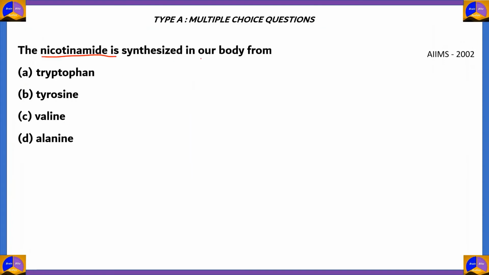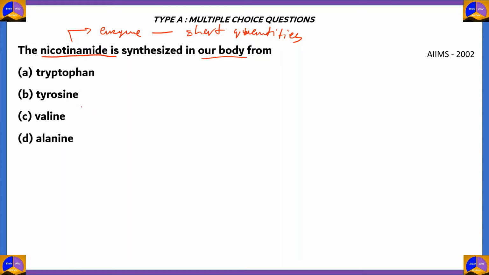Nicotinamide is synthesized in our body from A, tryptophan, B, tyrosine, C, valine, D, alanine. So nicotinamide is an enzyme which is present in small quantities in the body. We are to find out which of these is used in synthesizing nicotinamide. Is it A, tryptophan, B, tyrosine, C, valine, or D, alanine?